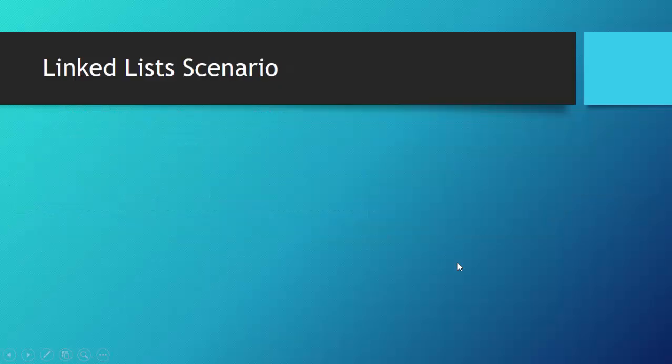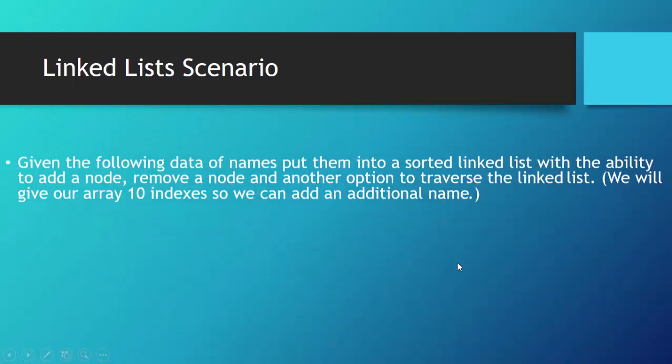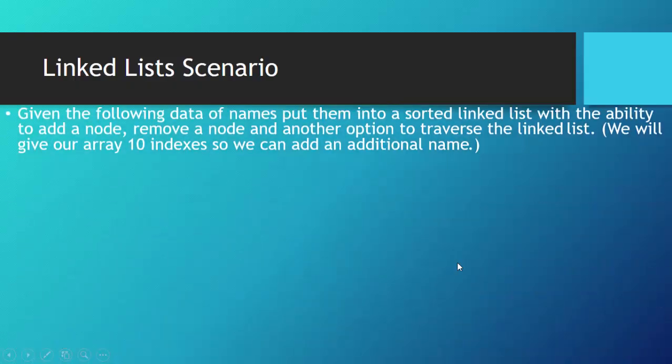So let's take a look at our scenario, and then we'll get to programming. So given the following data of names, put them into a sorted linked list with the ability to add a node, remove a node, and another option to traverse the linked list. Now, we'll give our array 10 indexes, so we can add an additional name.